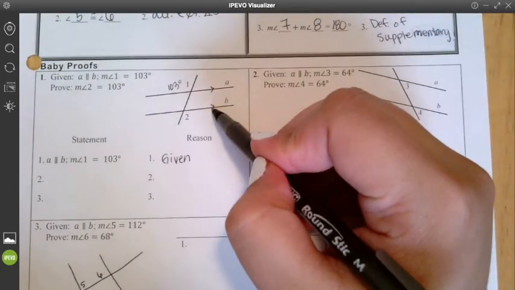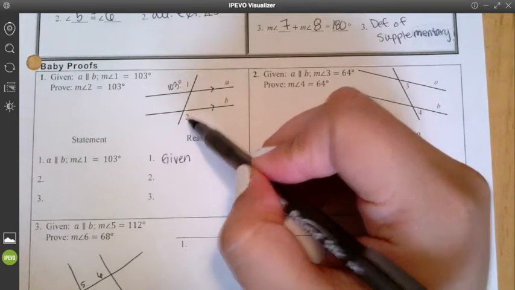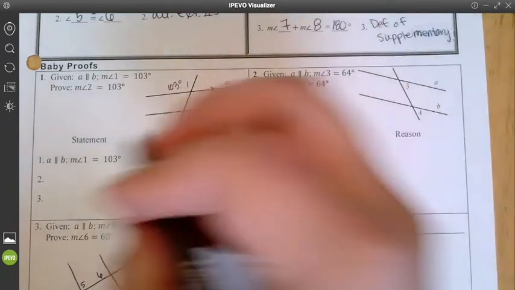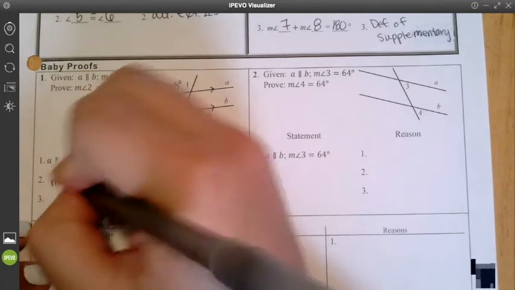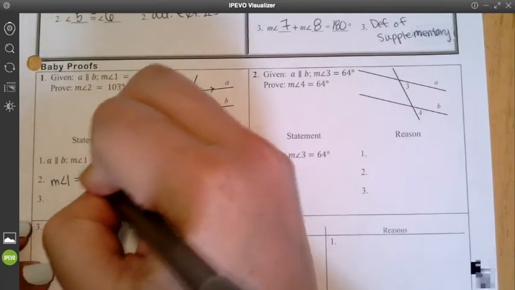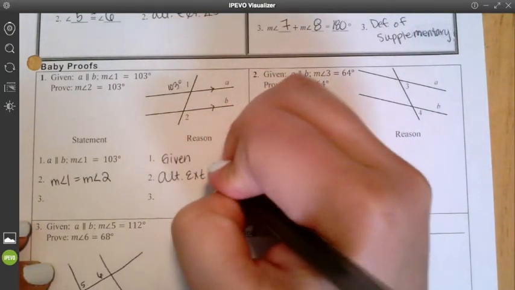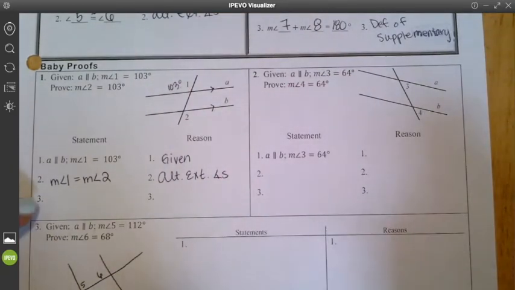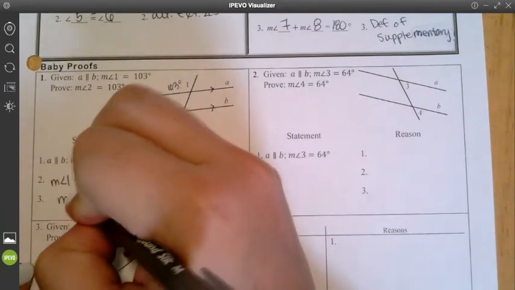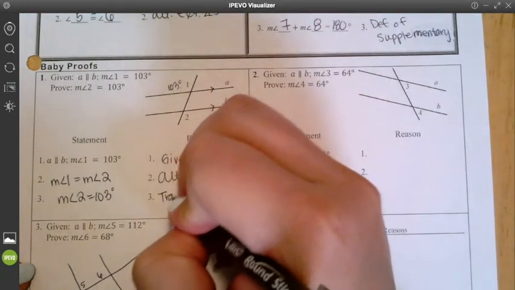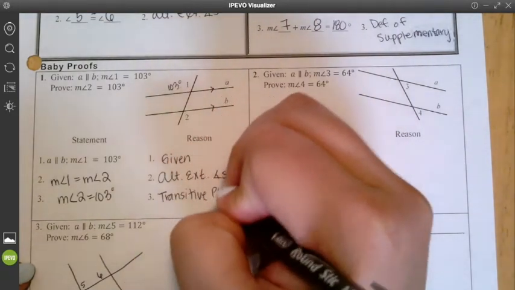Well, if these lines are parallel, then angle 1 and angle 2 are alternate exterior angles, which are congruent. So we can say the measure of angle 1 equals the measure of angle 2, and that is by alternate exterior angles. And since the measure of angle 1 equals the measure of angle 2, then the measure of angle 2 must be 103 degrees. And that is by the transitive property of equality.